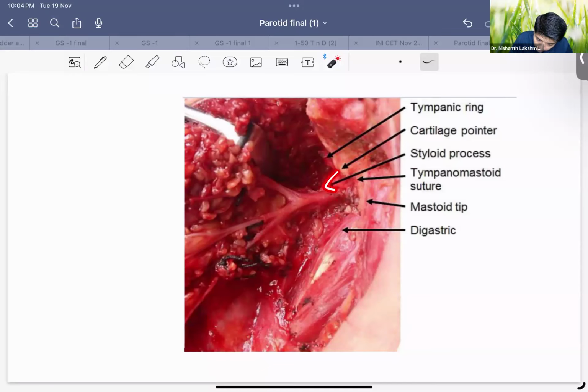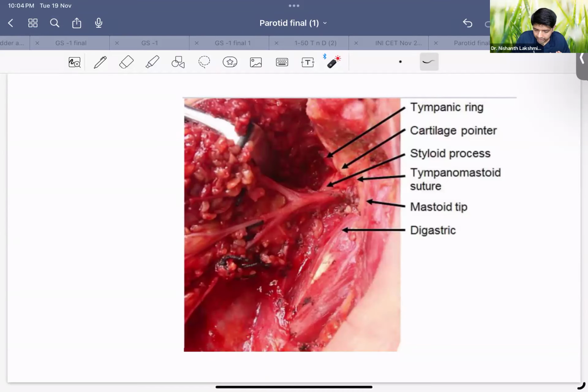Tragal pointer of Conley. Okay, sorry. This is the tragal pointer of Conley. 1 centimeter anterior, 1 centimeter inferior will be your trunk of the facial nerve. And what I kept saying, see, the facial nerve doesn't run from there to here. No, from deep inside, it comes out and then runs anteriorly. So any structure which is completely horizontal like this is very unlikely to be the facial nerve.